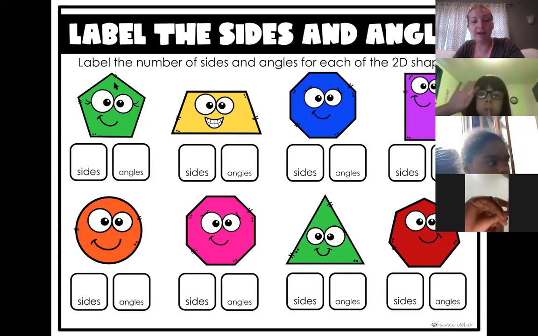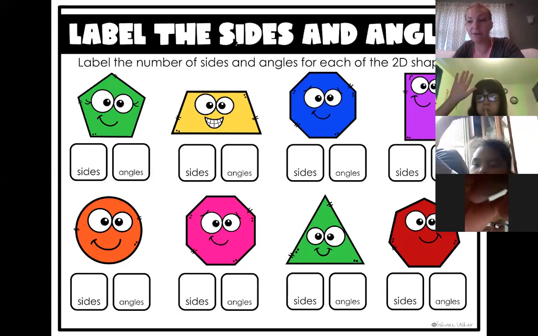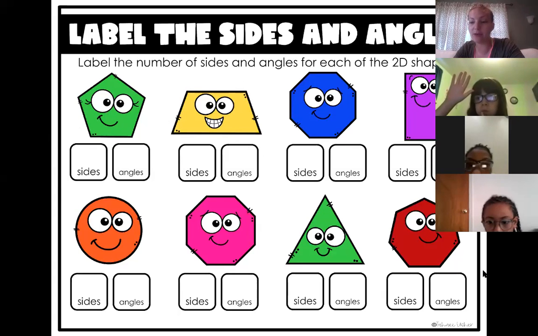So I want a friend to help tell me how many sides and angles for this one, and I'm going to choose a different friend for every shape, okay? First is going to be Gabby for the green shape, Rihanna for the yellow shape. Go ahead, Gabby, you can unmute.